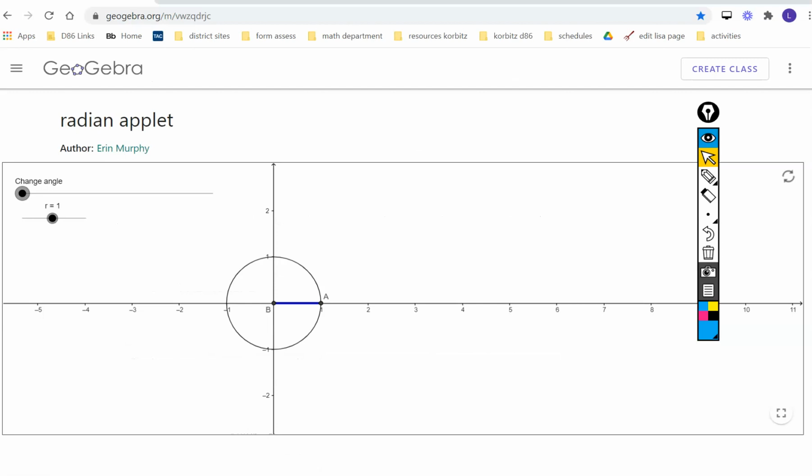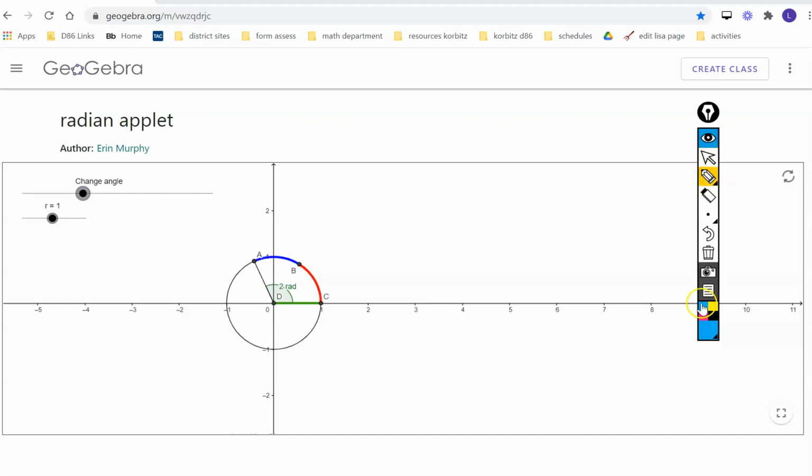This particular circle has a radius of 1. As I change the angle in standard position, now we have an angle that is 1 radian, and notice that the radius of the circle cuts an arc on the circumference of the circle of length 1 radian, which is the radius of the circle. Let's erase that and make that angle larger. So now we have an angle that is 2 radians.